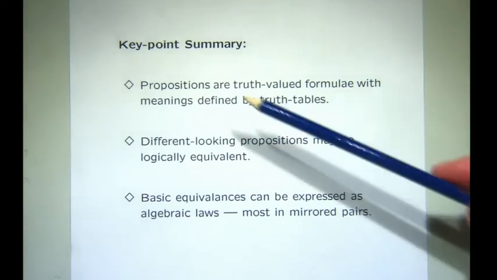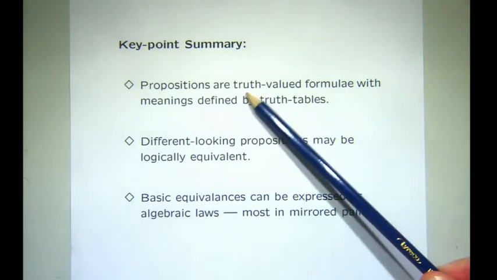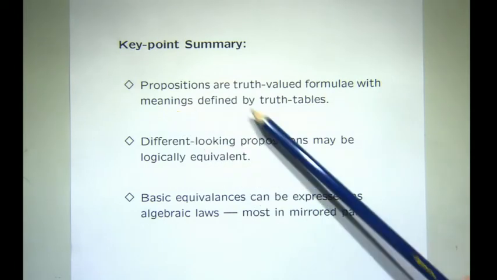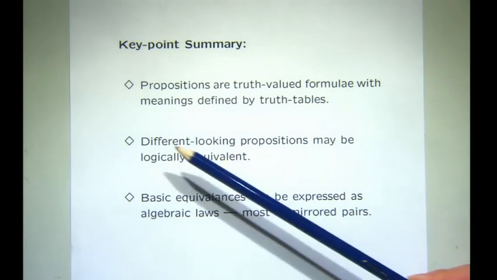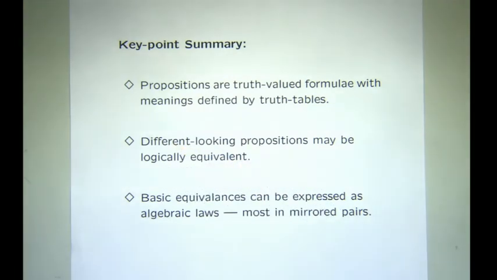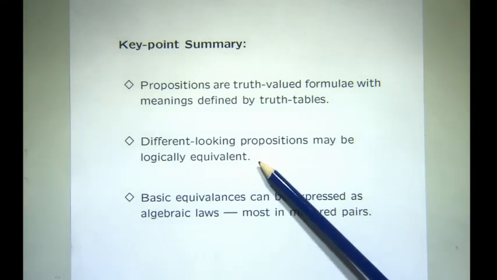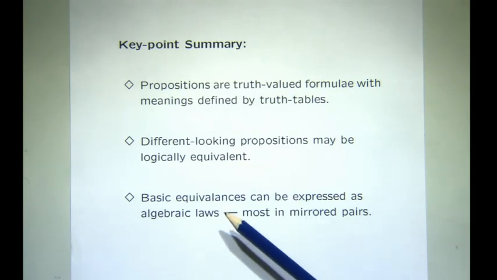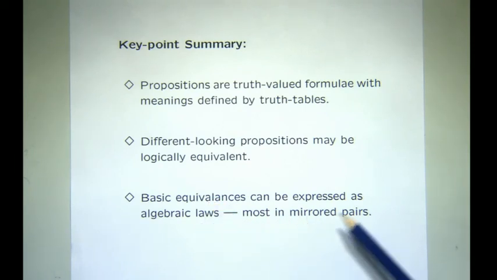We've seen propositions. We've introduced those. They're squiggles, they're mathematical formulae, but they are truth-valued formulae, and we can say what their meaning is completely by drawing up a truth table. We saw this key idea of logical equivalence: different-looking propositions may actually mean the same thing. We defined exactly what that meant: they've got the identical final column if you construct their truth table. And lastly, we saw some example algebraic laws of equivalence, and we noticed that a lot of them come in mirrored pairs, which we like.